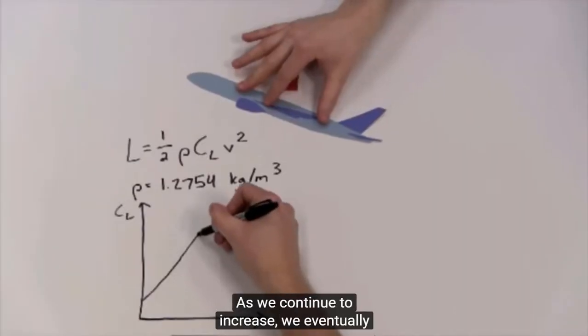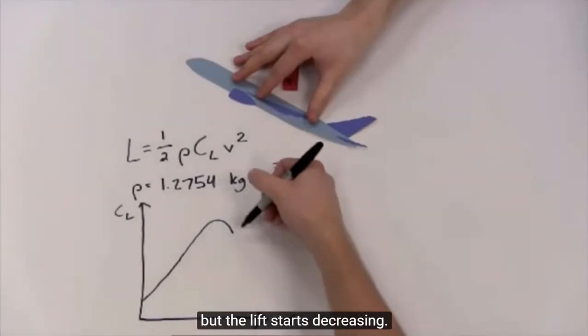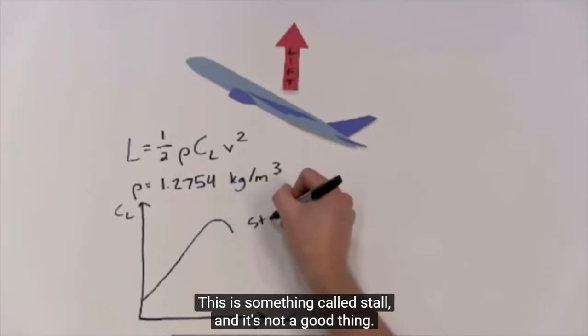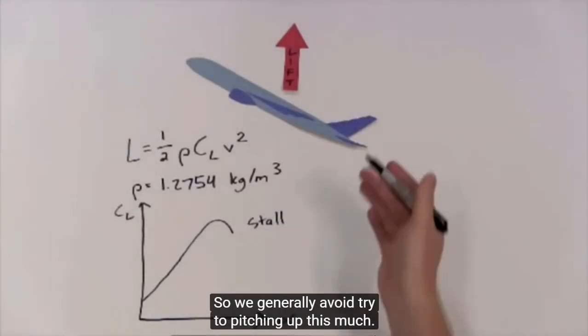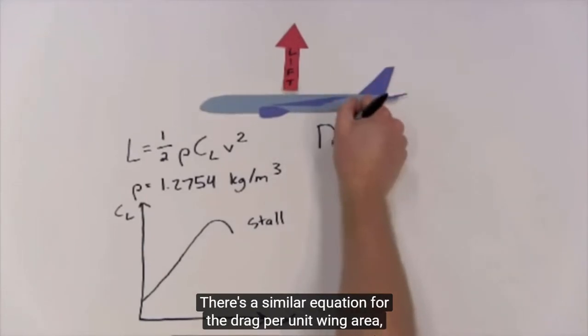As we continue to increase, we eventually reach a point where we keep pitching up, but the lift starts decreasing. This is something called stall, and it's not a good thing. So we generally avoid pitching up this much. There's a similar equation for the drag per unit wing area, d.